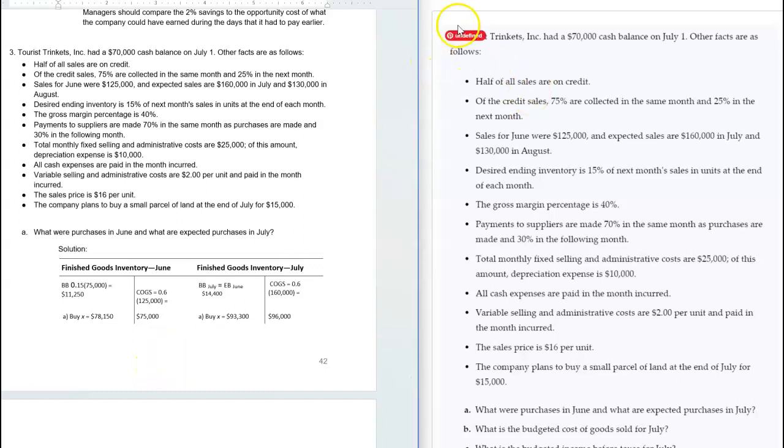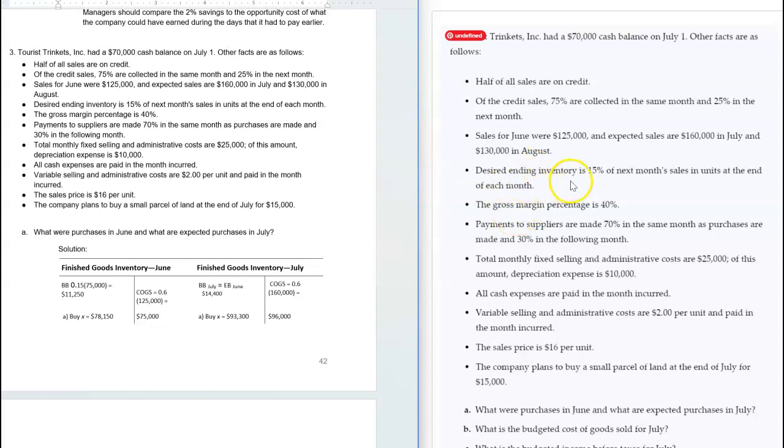We've got, this is what, tourist trinkets? They've started out with a $70,000 cash balance, and then they give you a lot of information here, but half the sales are on credit. Of those on credit, 75% are collected in the same month, 25% the next month. Sales for June were $125,000, and expected sales are $160,000 for July and $130,000 for August.